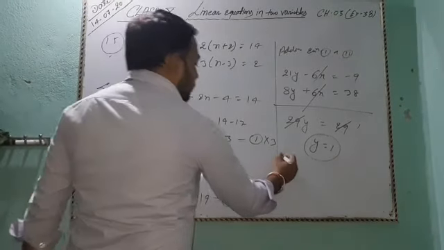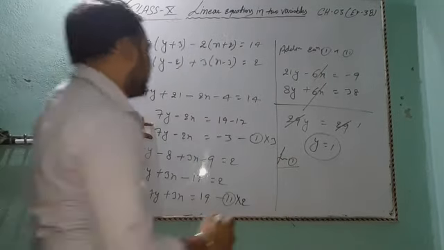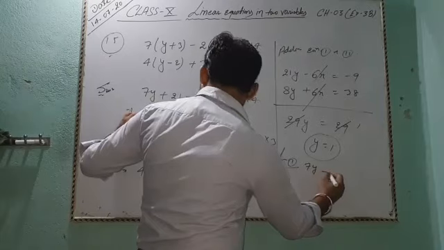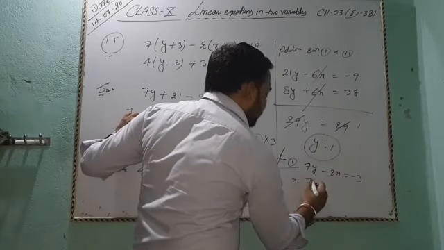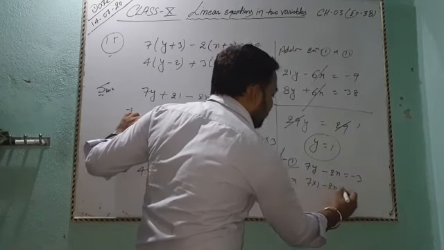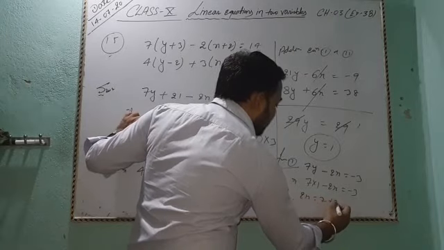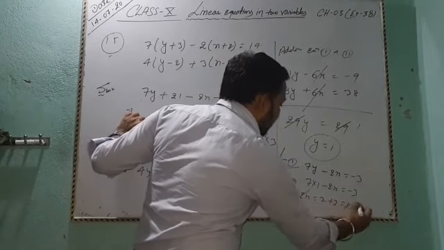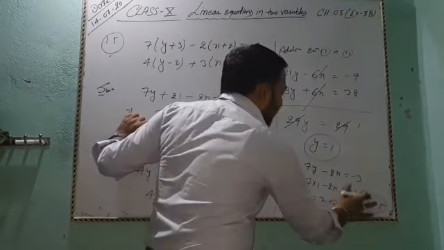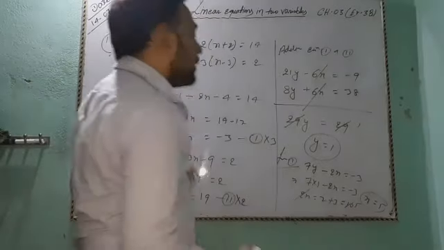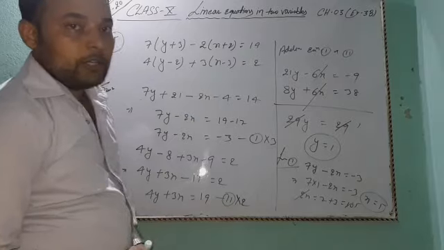So from equation 1, 7y minus 2x equal to minus 3. That is, put the value of y equal to 1. So that is 7 multiplied by 1 minus 2x equal to minus 3. So 2x equal to 7 and minus 3 plus 3 equal to 10, and 2 fives are 10, so x equal to 5. So x equal to 5 and y equal to 1 is the solution of this given system of linear equations. Okay.